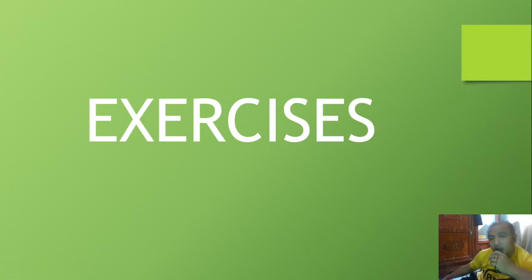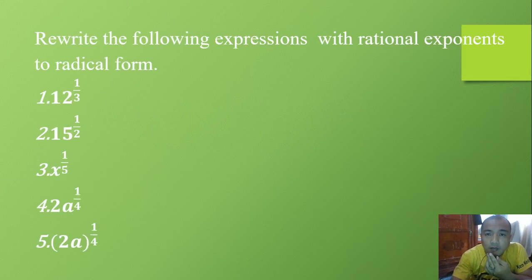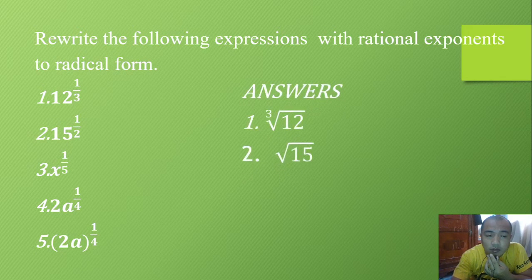We're now through with discussing the different laws of radicals. So number 1, write the following expressions with rational exponents in radical form. Number 1, cube root of 12. Number 2, square root of 15. Number 3, fifth root of x. Number 4, 2 times the 4th root of a. And number 5, 4th root of 2a.